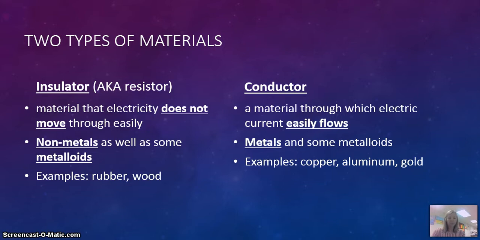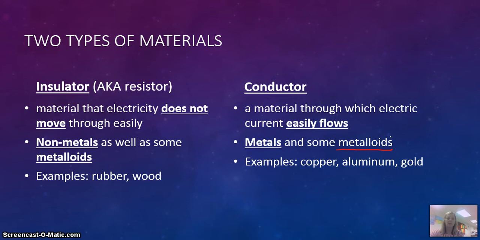Yesterday in the lab, we used a balloon. A balloon is made of rubber. Rubber is an insulator, so that balloon would not allow the electrons to keep flowing through it. The same with the piece of wood that we used. Now notice that over here on the conductor side, we also have the word metalloids again. So conductors would be metals, but also metalloids.